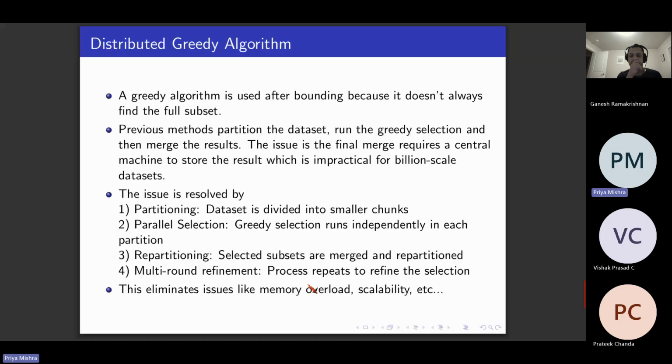After this bounding algorithm, another algorithm is used, which is the distributed greedy algorithm. It is mainly used to partition the data set and run it on different machines, as Pawan explained, so that it reduces the time and also avoids memory overhead.